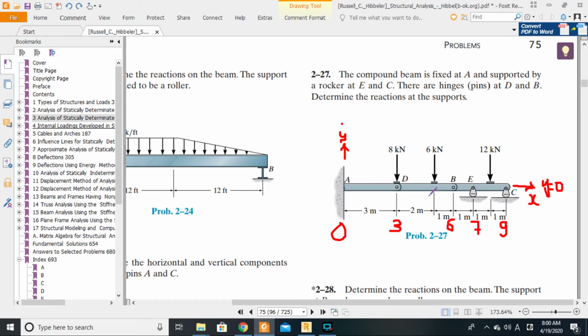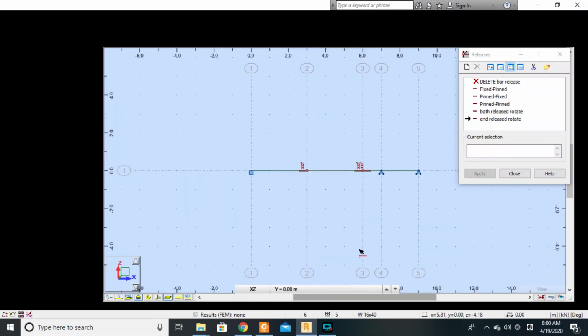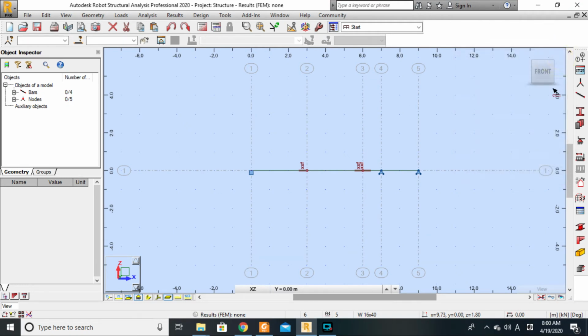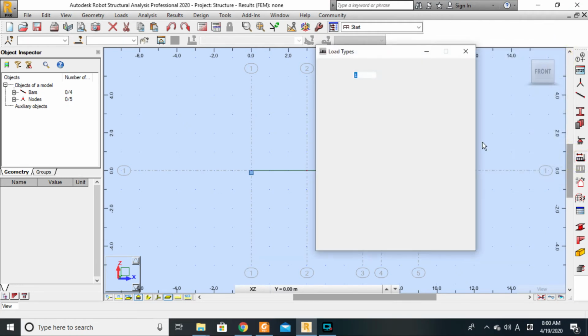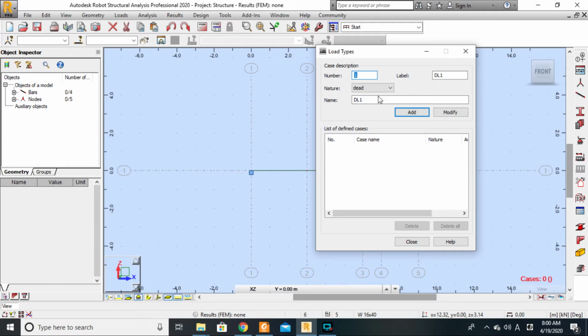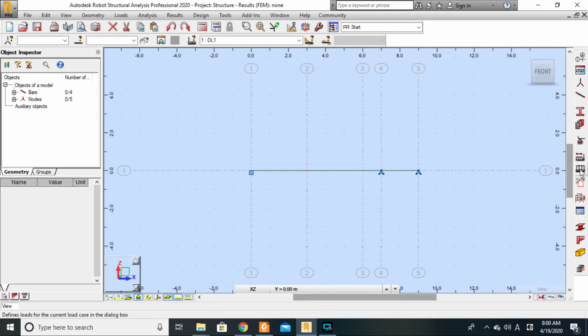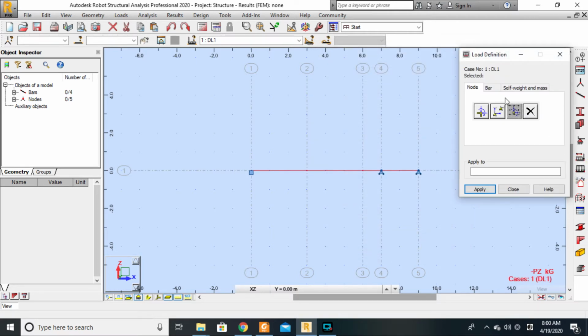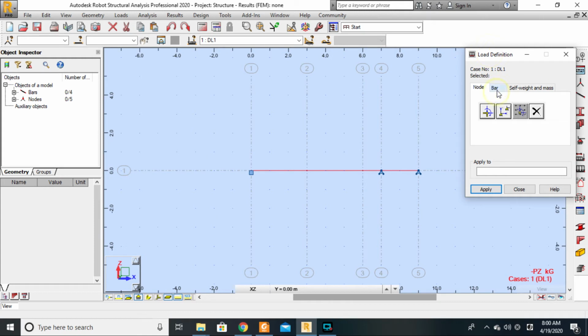The next thing we want to model is our loads. Okay. So for this one, we have no problem. It's applied at a particular node, right? So let's model that one first. 8 kilonewton. So for that, we need to define a load type first. Okay. So let's just choose the dead load, close that, and then we can accurately define our loads under that particular load type.